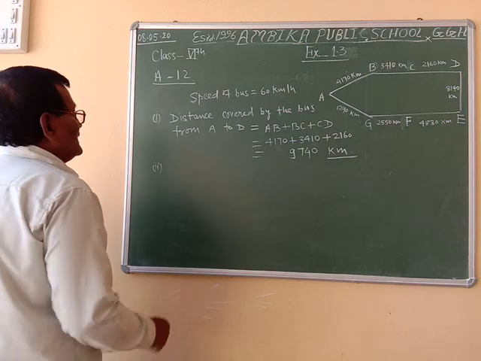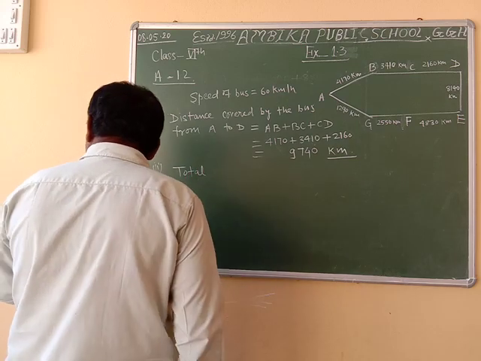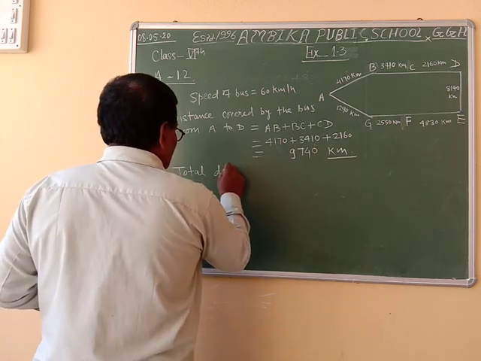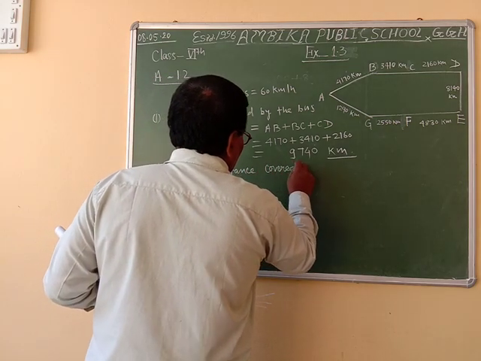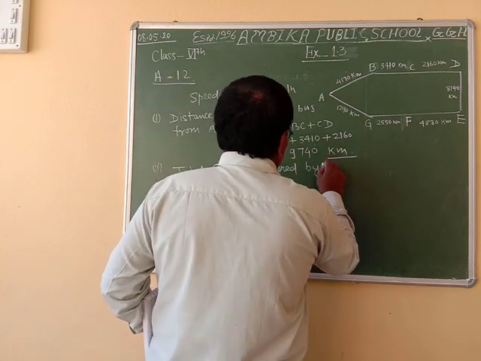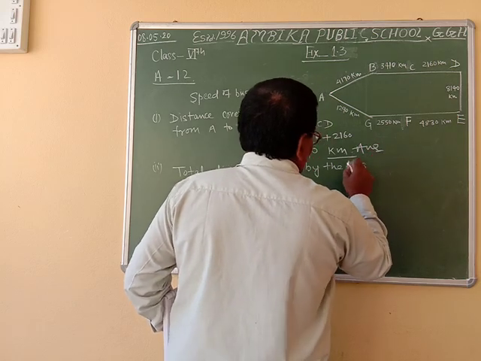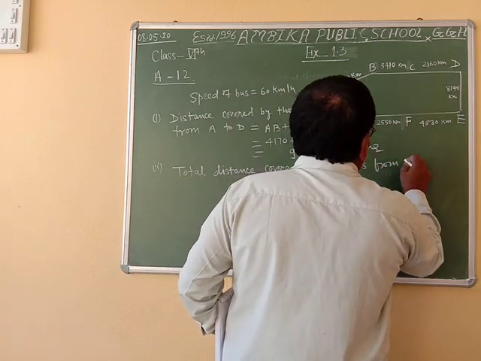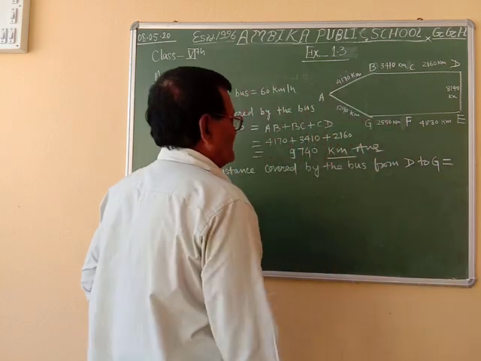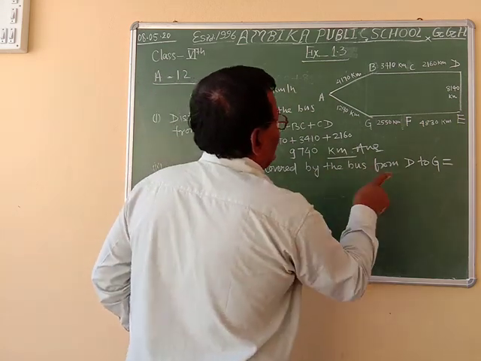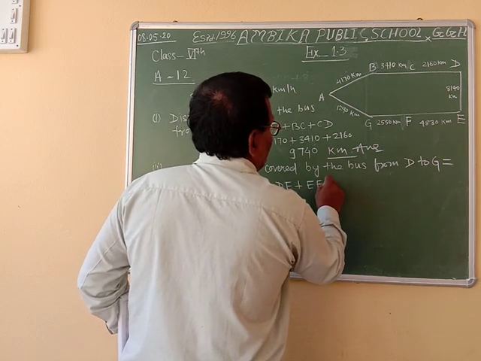Number 2 answer will be: find the total distance covered by the bus from D to G. Total distance covered by the bus from D to G is equal to DE plus EF plus FG.